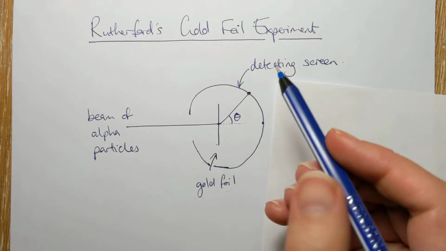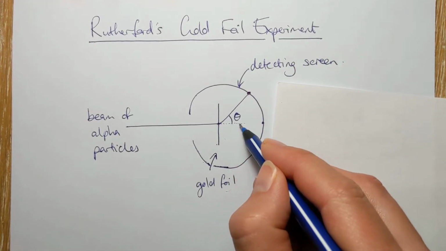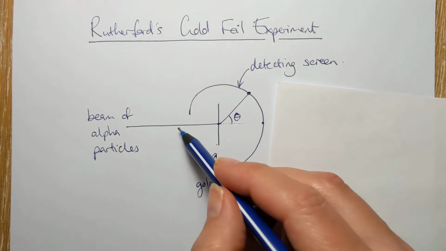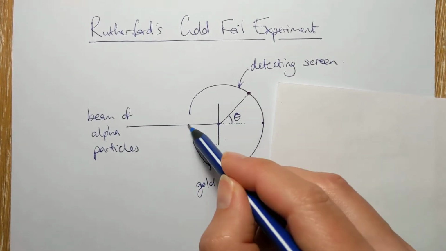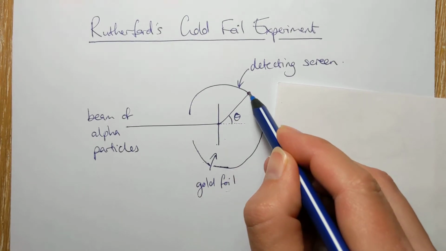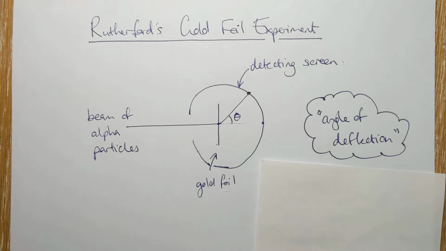And what they were actually interested in was this angle here. So if this dotted line is straight on as far as the alpha particles are concerned, and let's say we've got an alpha particle comes in and ends up over there, then this angle here, the angle of deflection, that's the thing that they were measuring.